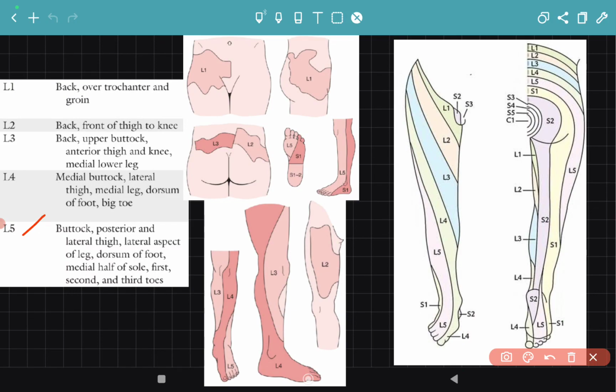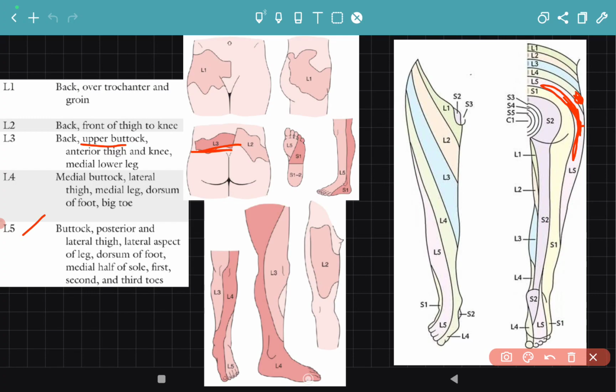Then coming to L5. Now we were at the back area and then at the medial buttock region, or the upper buttock region as seen in L3, which is at the upper buttock. Then L4 can be appreciated over here at the medial buttock region. Now in L5 we are descending, going more downwards. So now we are covering the buttock region in L5. Over here you can see this is entirely L5.